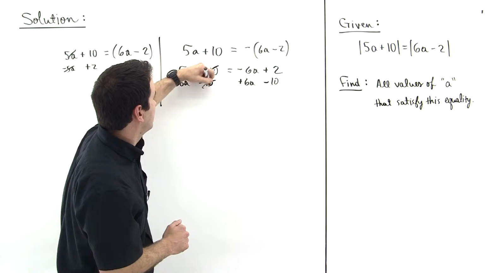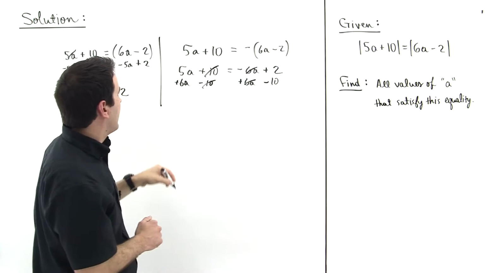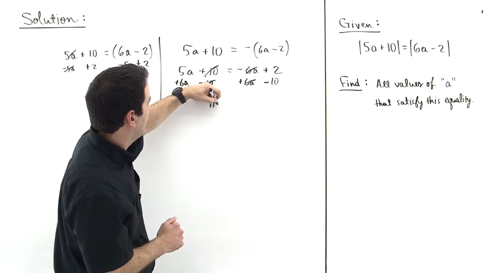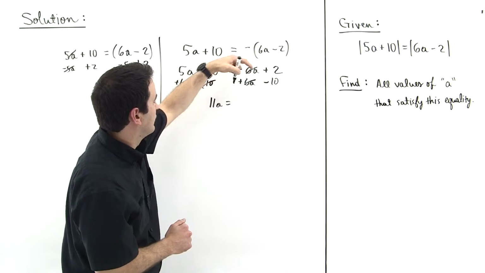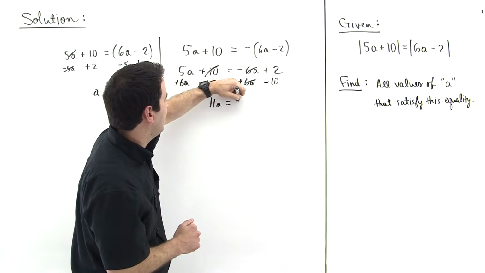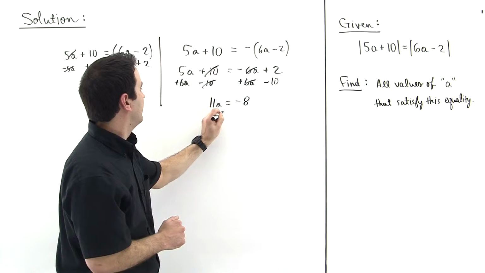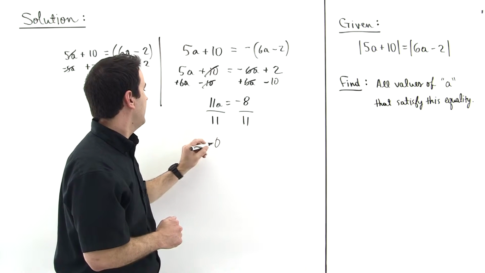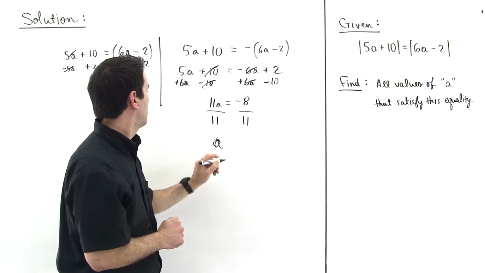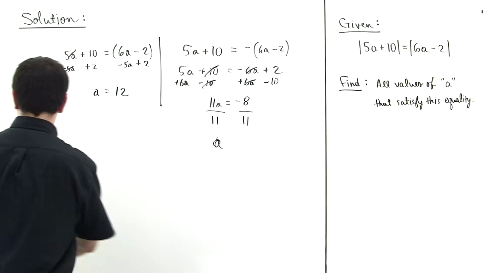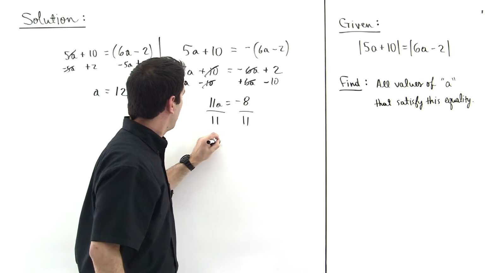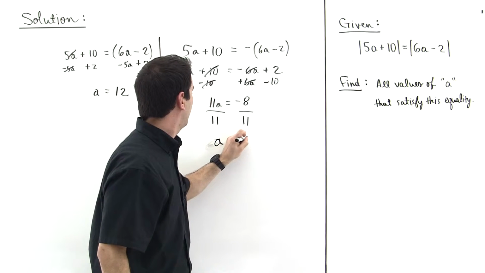This cancels. And we get 5a plus 6a is 11a, so we have 11a is equal to 2 minus 10, which is negative 8. Then divide by 11. And we get a is equal to negative 8 over 11.